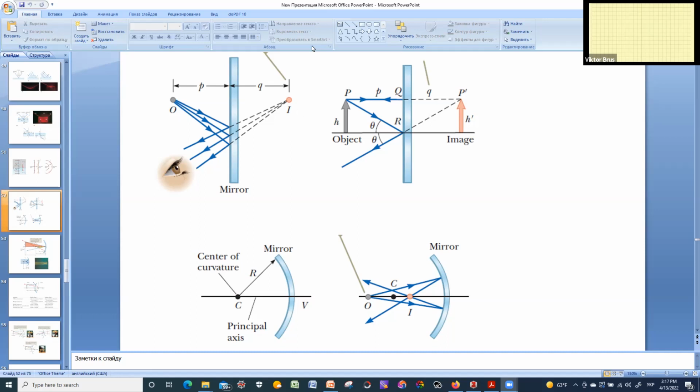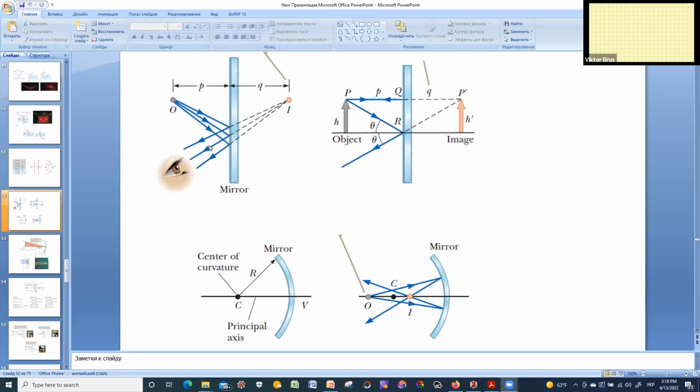So let us take a look at this first figure on this slide. We have some point object O at some distance P from the mirror, a flat mirror. We can pick up a bunch of rays, then apply the rule for reflection, where the reflected angle is equal to the incident angle. And we will see that these rays after reflection from the mirror appear to converge from this point, which is behind the mirror and considered as the imaginary image of object O.